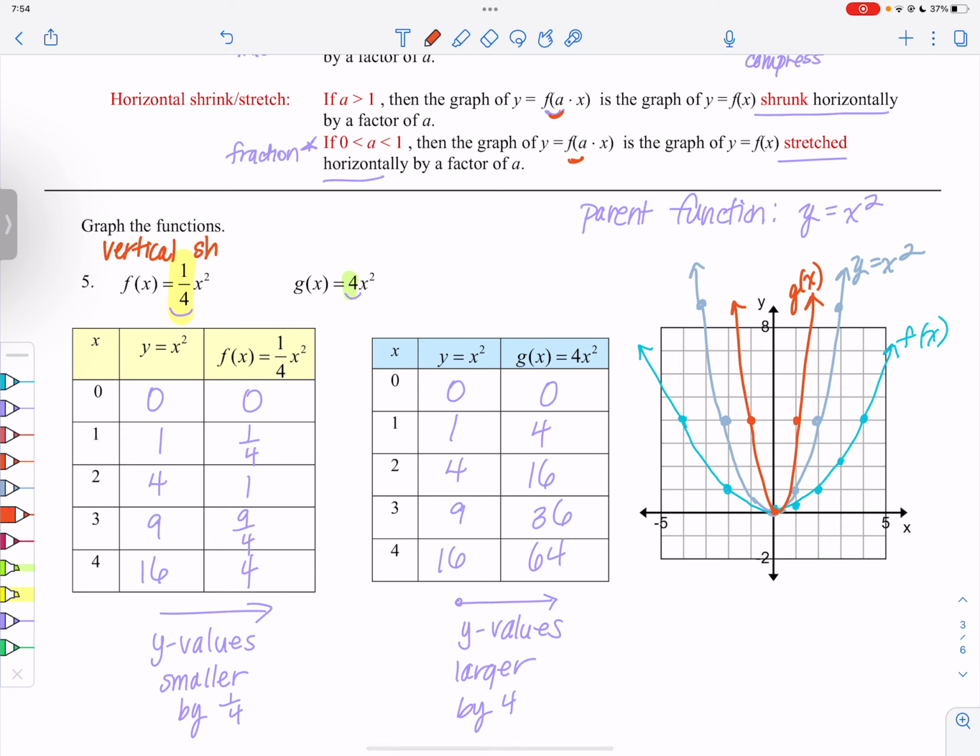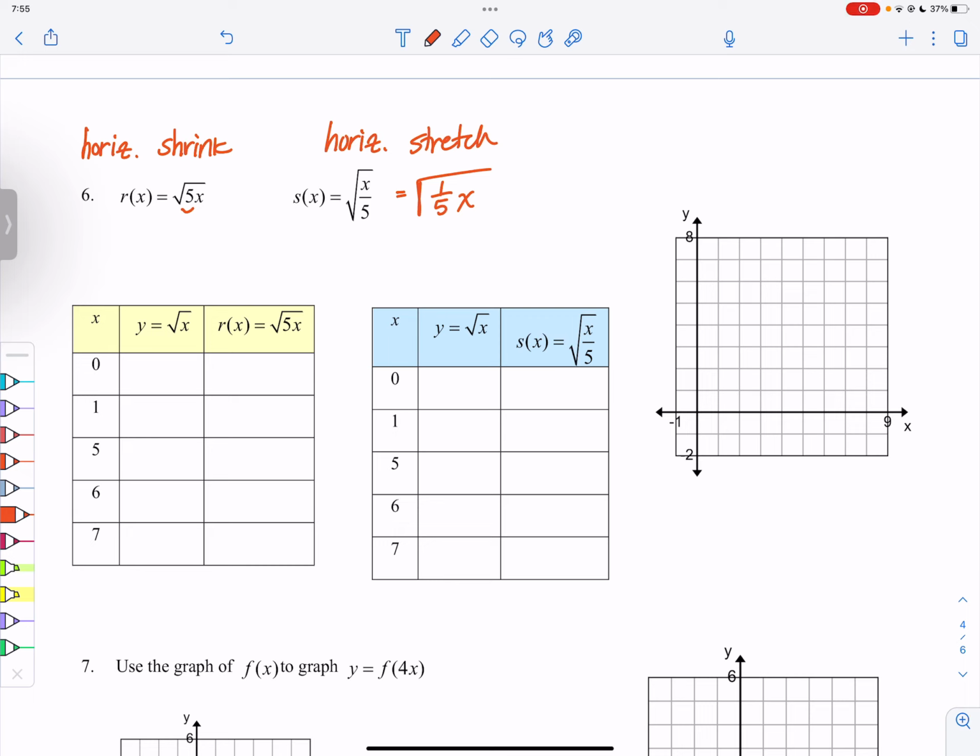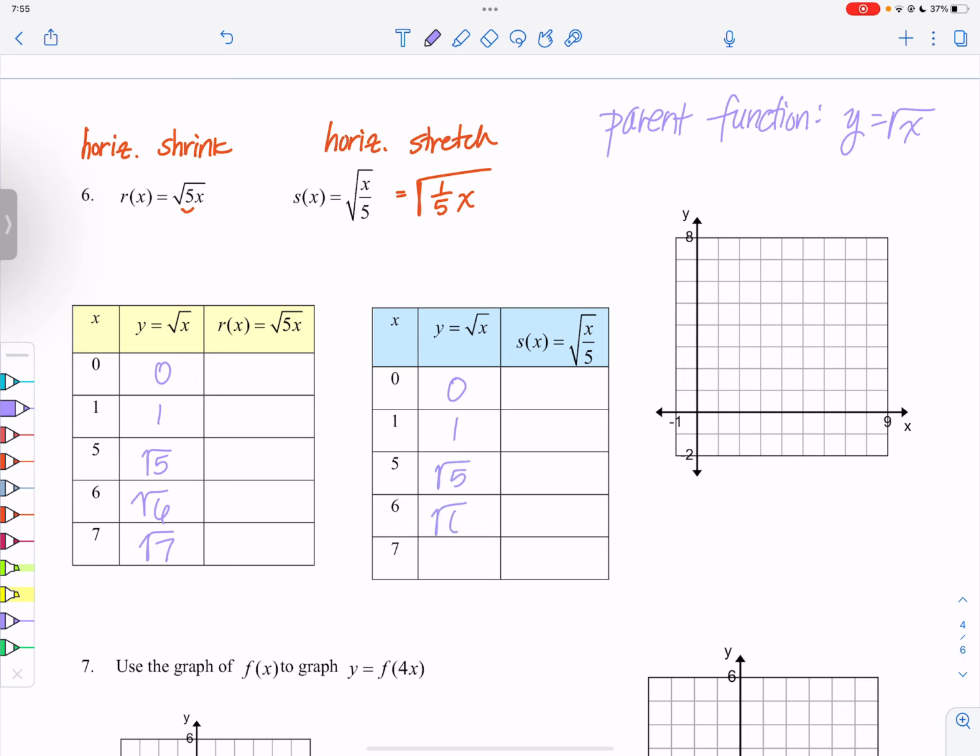Okay, so let's do the same thing here. Let's go ahead and note that our parent function is the square root function. So we have y equals root x. And so if we take the square root of these numbers, this is what we get. It's not that great because these are decimals. We should have used a bigger graph.